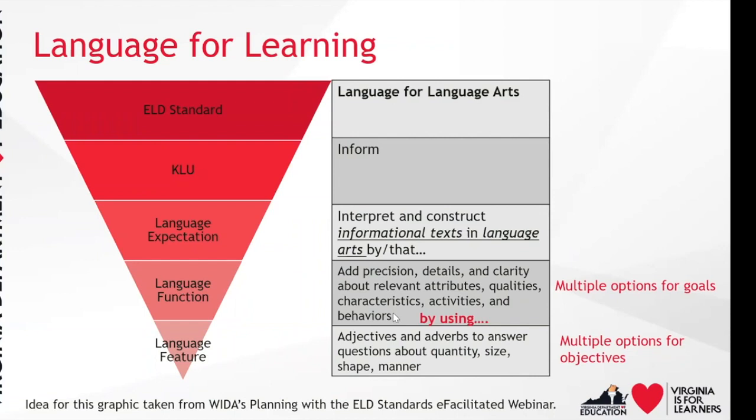So the language function here is to add precision, details, and so on. And by using adjectives and adverbs, that becomes the language objective for English learners. But again, I would argue that this supports all students, that they're adding precision and details by using adjectives and adverbs. If you want to make it a student-friendly objective, maybe we just say adjectives and adverbs that tell details about the journey or the destination, whatever the prompt is.